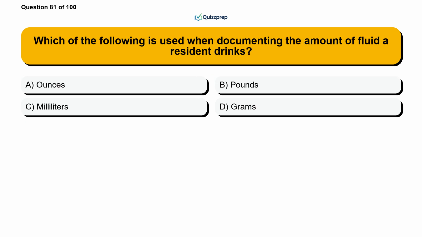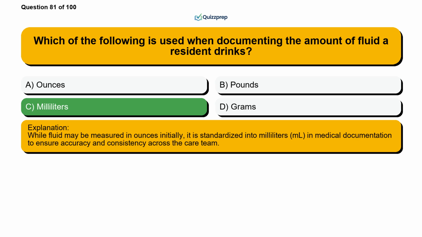Which of the following is used when documenting the amount of fluid a resident drinks? Option A, ounces. Option B, pounds. Option C, milliliters. Option D, grams. The correct answer is option C, milliliters. While fluid may be measured in ounces initially, it is standardized into milliliters, ml, in medical documentation to ensure accuracy and consistency across the care team.